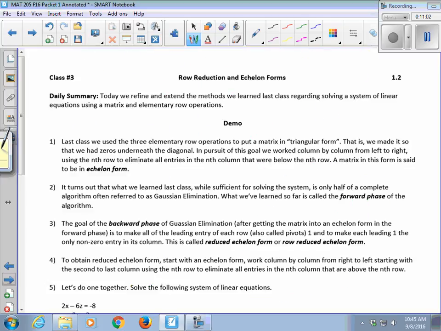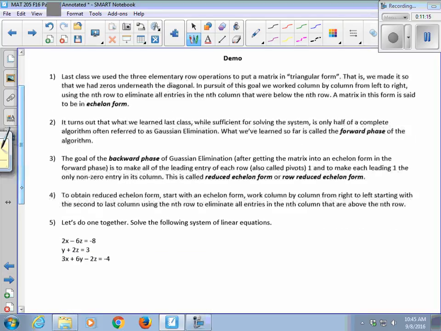Let's look at today's lesson. All right, so today we're going to refine the algorithm that we've been developing and extend it. Okay, so last class we used the 3 elementary row operations to put a matrix into triangular form. That is, we made it so that we had zeros underneath the diagonal. In pursuit of that goal, you work column by column from left to right, using the nth row to eliminate all entries in the nth column that were below the nth row. That triangular form, the real word for that is called echelon form.